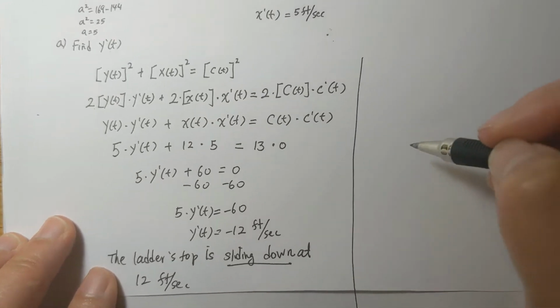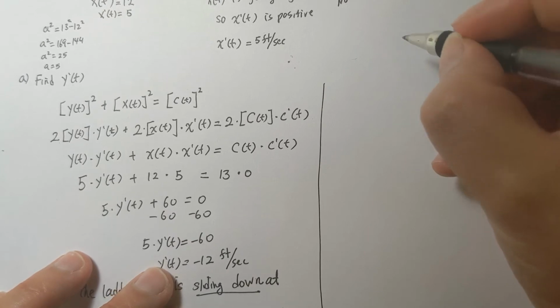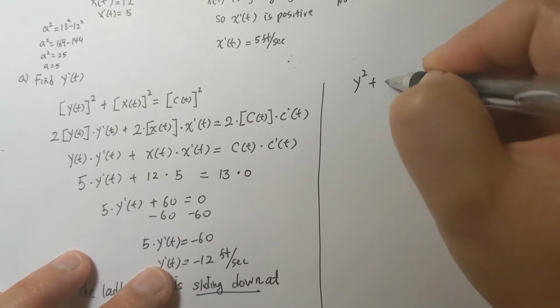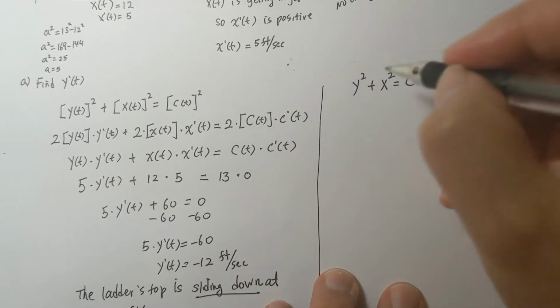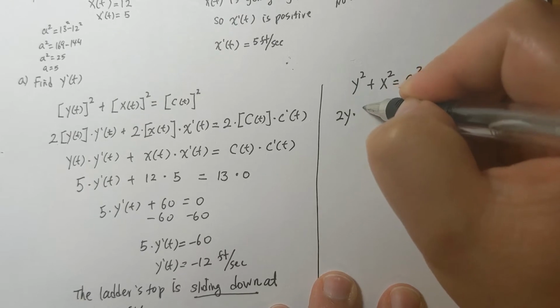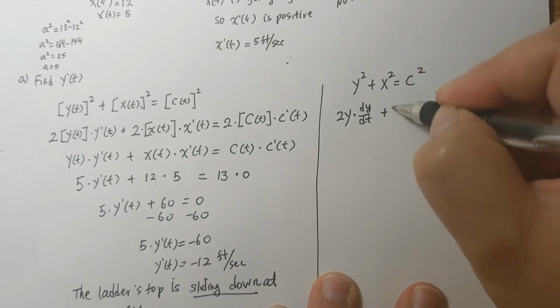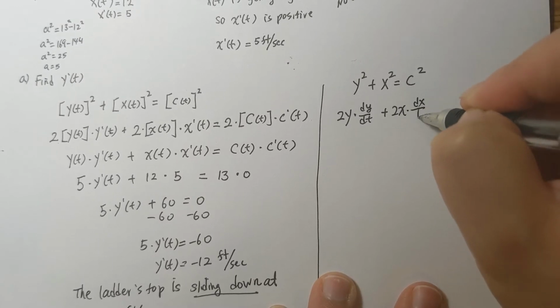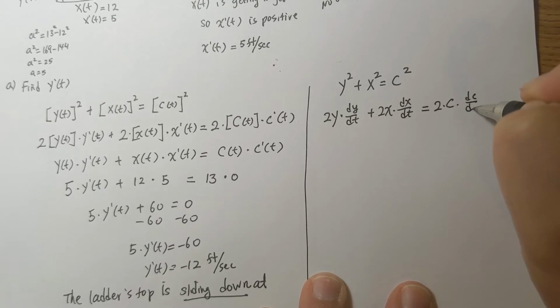Now I'm going to show you another type of notation. So you're going to use a squared plus b squared equals c squared. So it will be y squared plus x squared equal to c squared. So we're going to use the chain rule: 2 times y to the first power times dy/dt, plus 2 times x times dx/dt, equal to 2 times c times dc/dt.